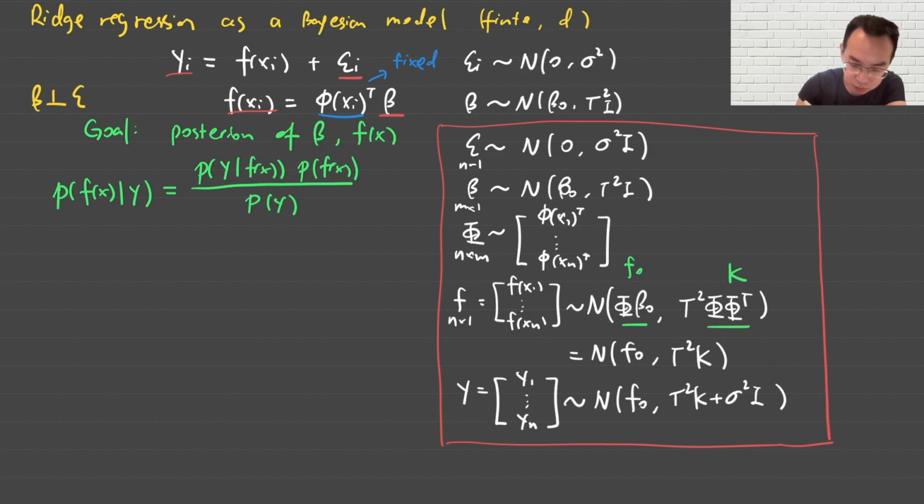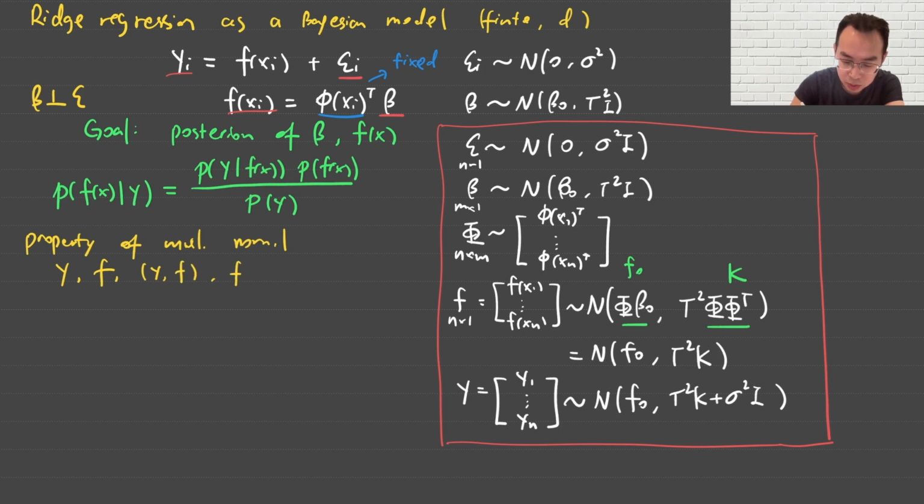So let me just say the property of the normal we're going to use: if y is normal and f is normal, that means the joint of y and f is normal. Then the posterior, the conditional distribution, for f given y and y given f, right? Everything is normal. So that's the property we can directly apply in here without even using the Bayes rule.